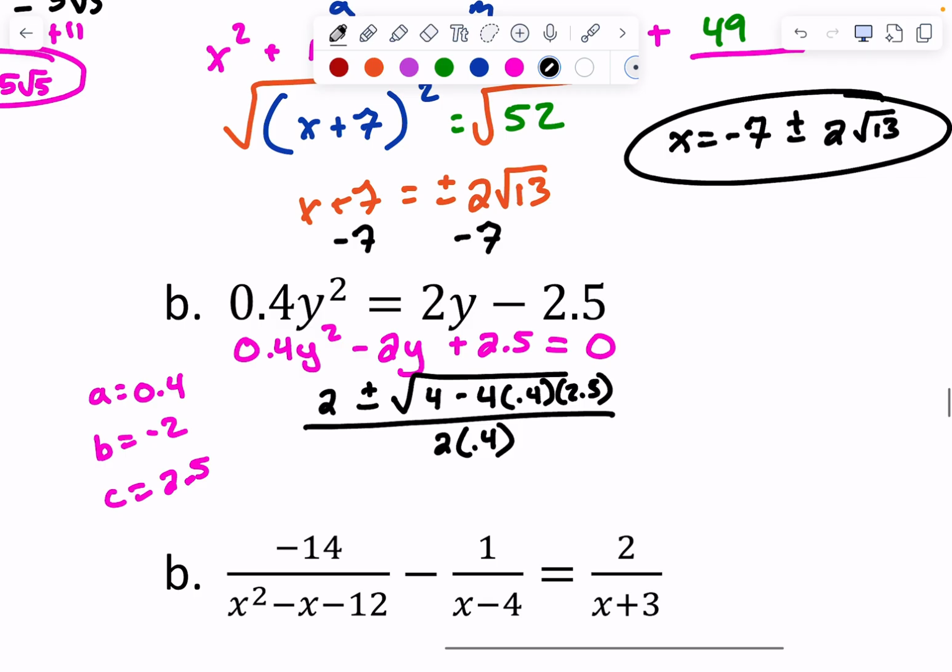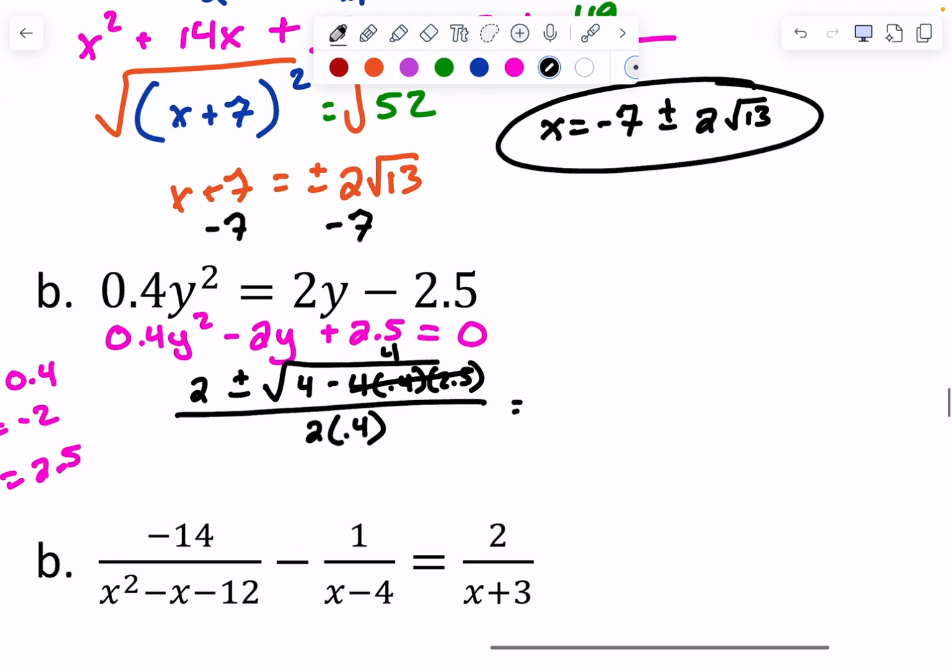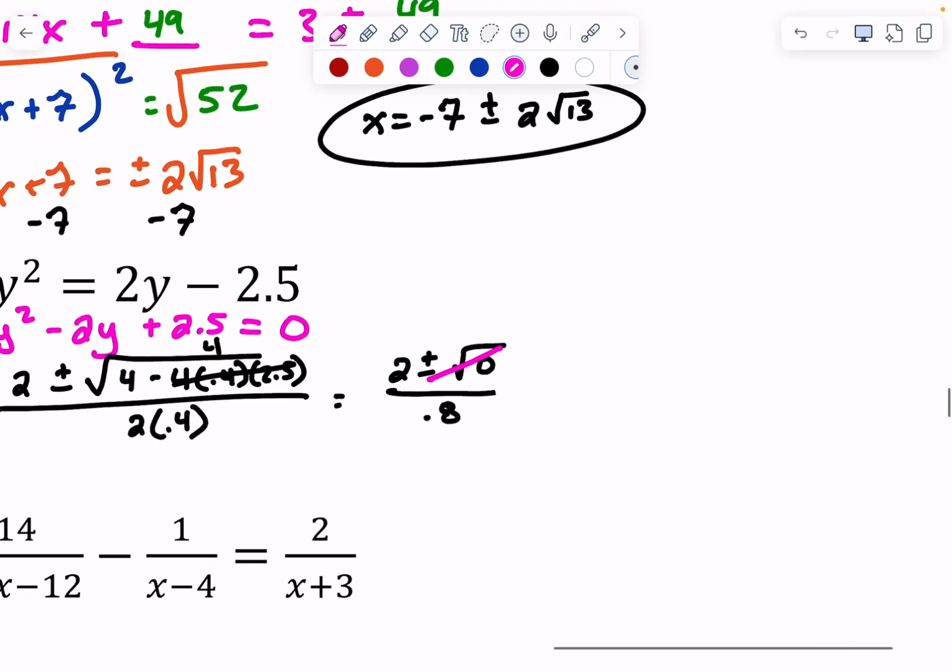Okay, I know that 4 times 2.5 is 10, and 10 times 0.4 is 4. So 2 plus minus the square root of 0 all over 0.8. And the square root of 0 is 0. And 2 divided by 0.8 is 5 halves. It'd be like 20 over 8, which is 10 fourths, which is 5 halves.